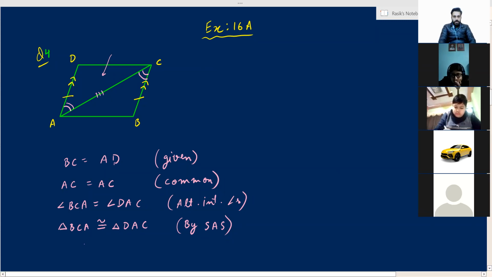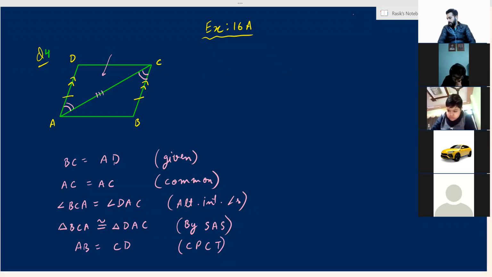Okay. Now, because the two triangles are congruent, we can say that AB is equal to CD. Reason? CPCT, corresponding parts of congruent triangles. This is how you write it. This is the standard way of showing two sides equal when the two triangles are congruent. You have to write the reason CPCT. Everyone knows, even in the books and everywhere in the world, the short form is written CPCT, corresponding parts of congruent triangles.